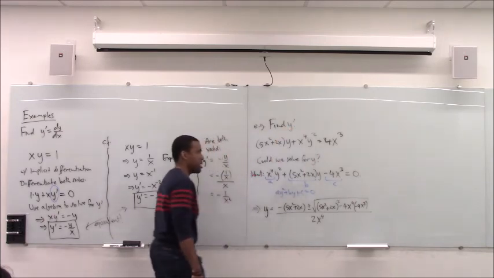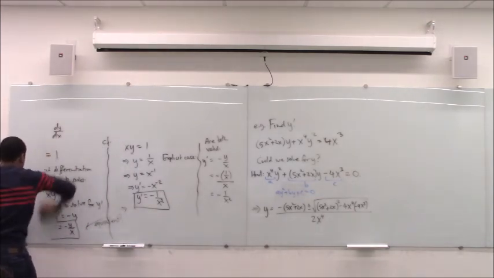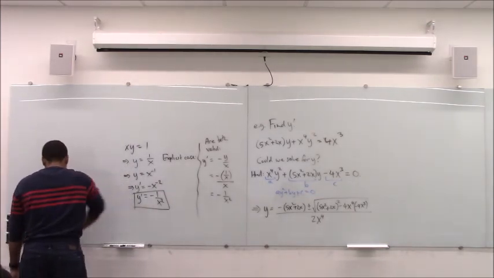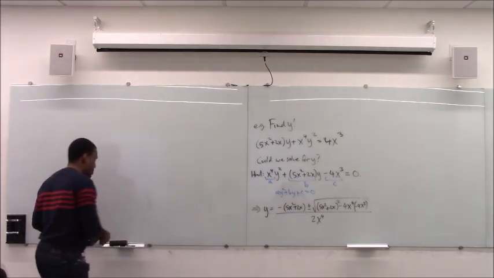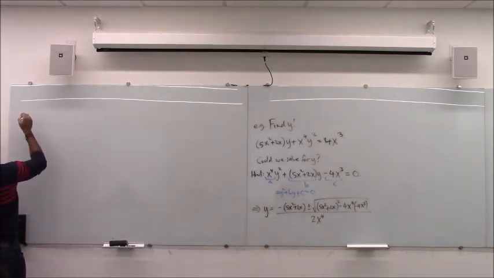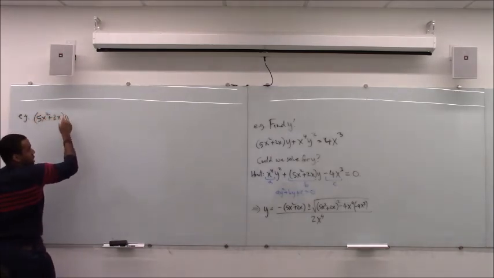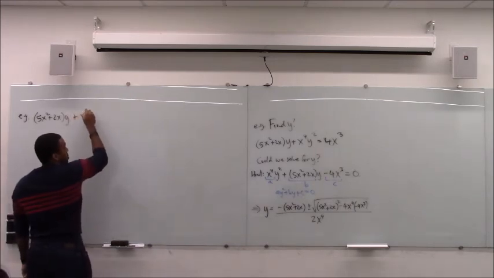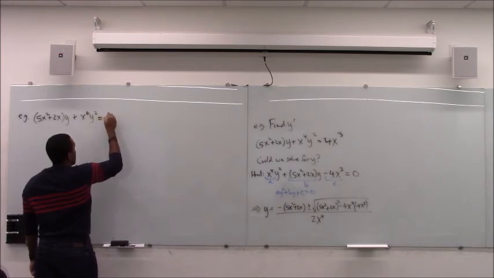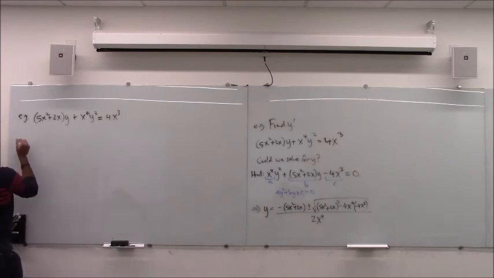So let's approach the same problem. Again, the goal is to find y prime, but let's not do it this way, because solving for y is going to be just downright troublesome. Yes, we can do it, but we wouldn't want to have to go that route. So how would I find y prime without the need to solve for y? Based on what we know about implicit differentiation.